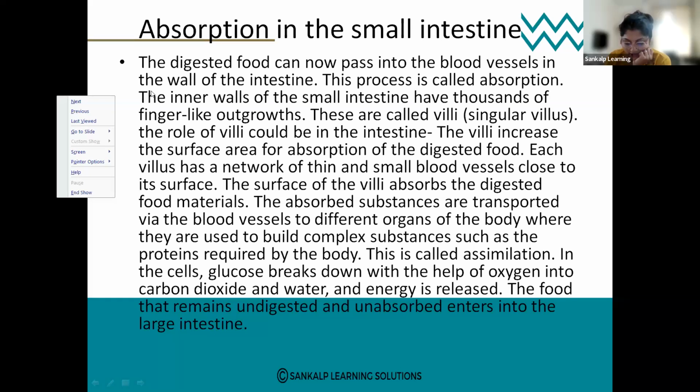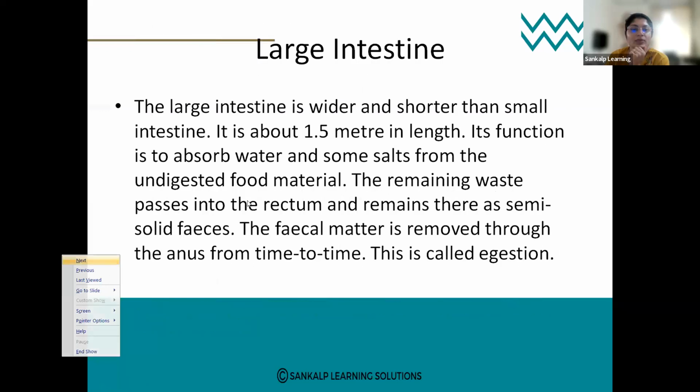Next is the large intestine. So what is the large intestine? It is wider and shorter than the small intestine, only 1.5 meters in length. What is its function? Its function is to absorb water and some salts from the undigested food material that is passed to it.